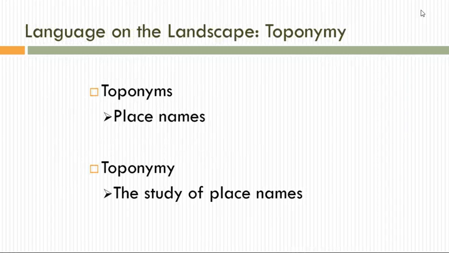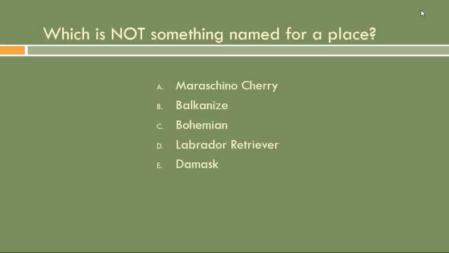Okay, so enough about culture. Let's talk back about geography. The language of the landscape, or language on the landscape, because we're talking about naming things, is toponymy, right? And toponyms are place names. Toponymy is the study of place names, okay? And you will actually be doing a little activity where you look at the toponyms in our area and try and figure out what those say about our region. Okay, but here's your last question.